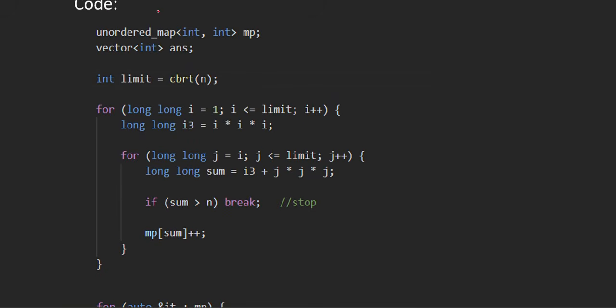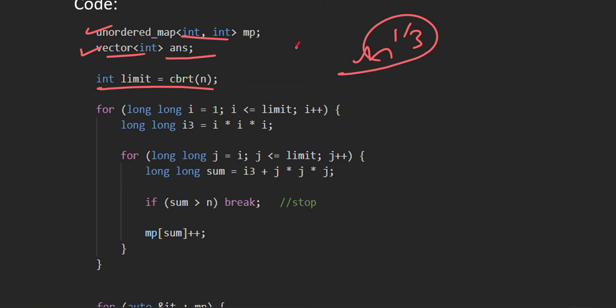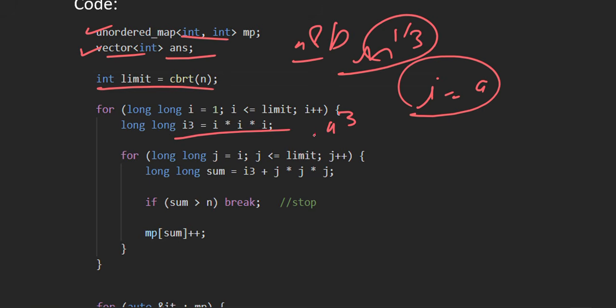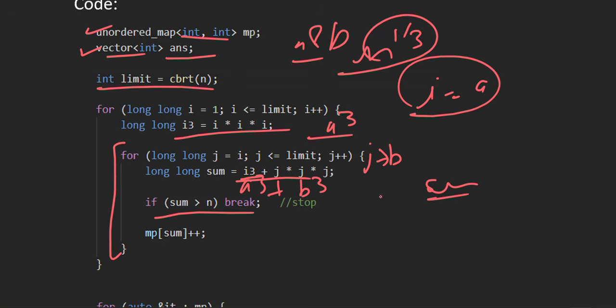In the code we have taken an unordered map of int and int, and a vector called answer. Then we find the limit, that is n to the power 1 by 3, the limit of a and b. Here i is denoting a, means a goes from 1 to limit, a plus plus. Then we compute a cube. This inner loop is denoting b, j is denoting b, and we compute b cube. So we get the sum. If our sum is greater than n, because we need all the numbers less than or equal to n, then we break the inner loop.